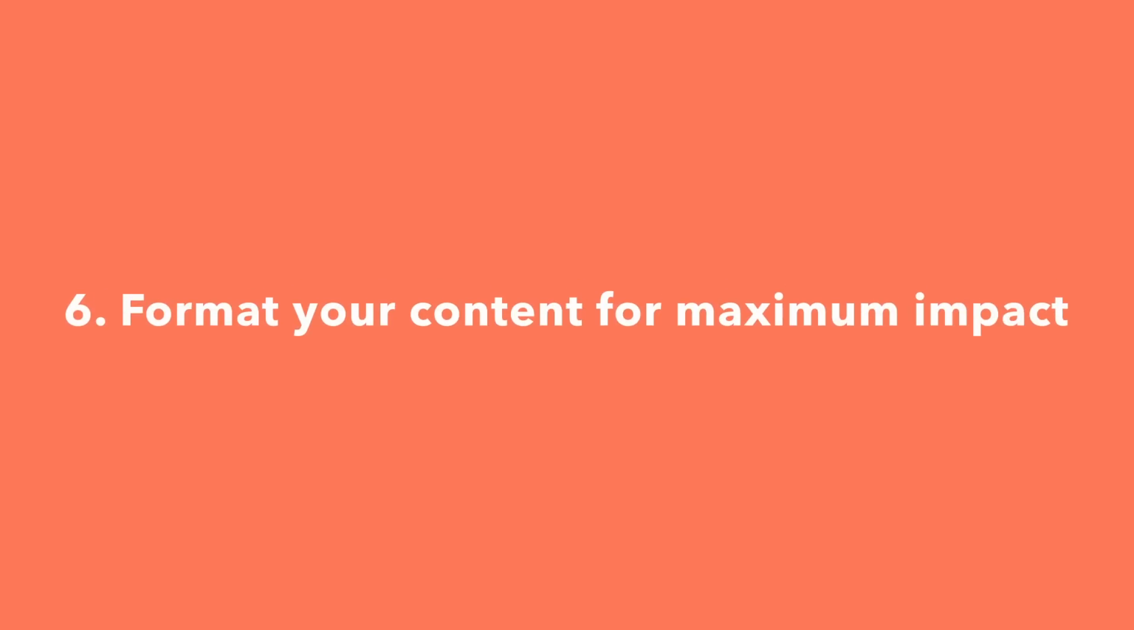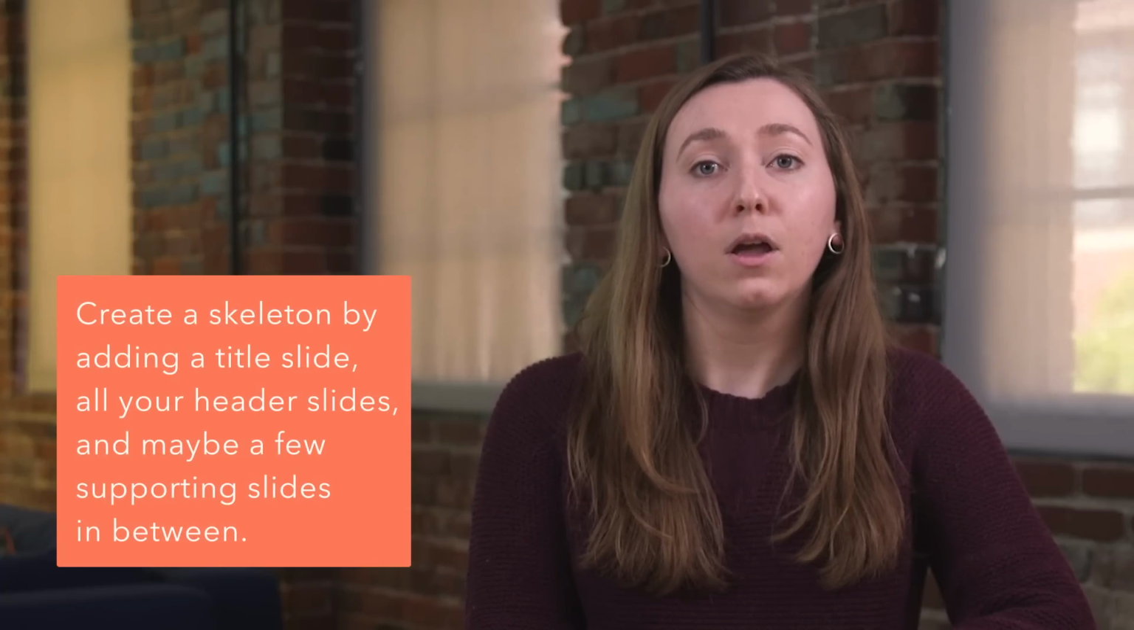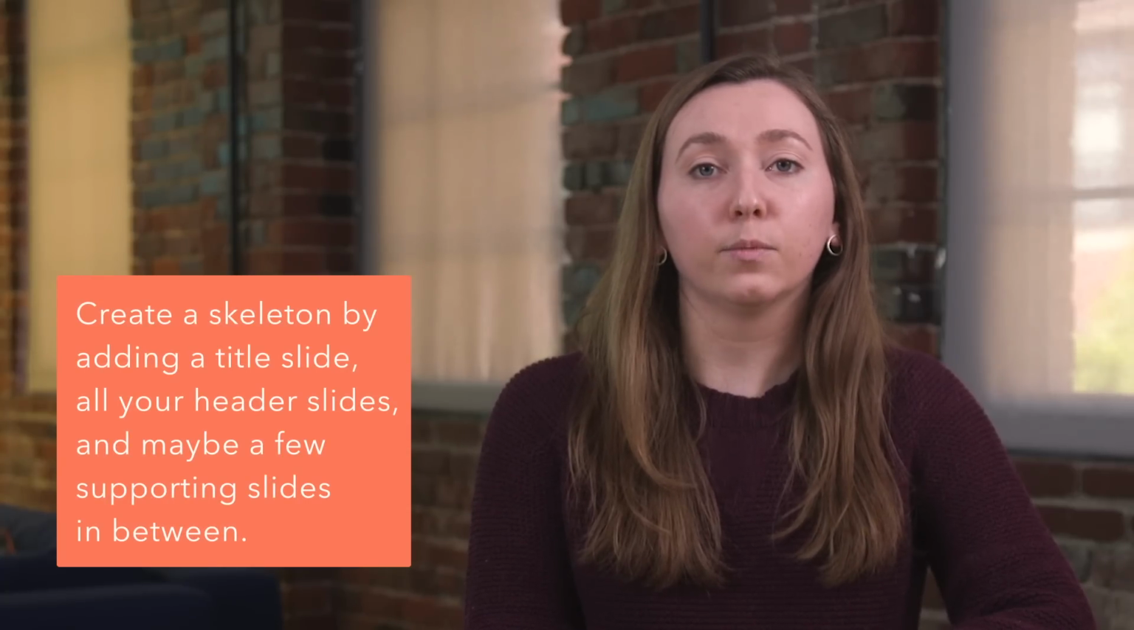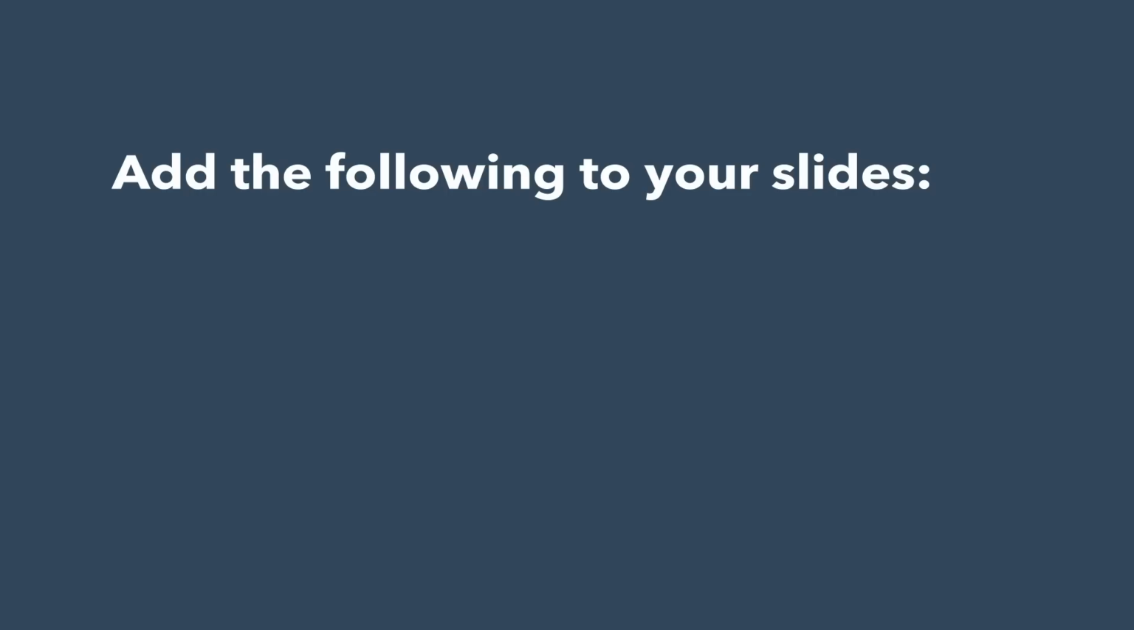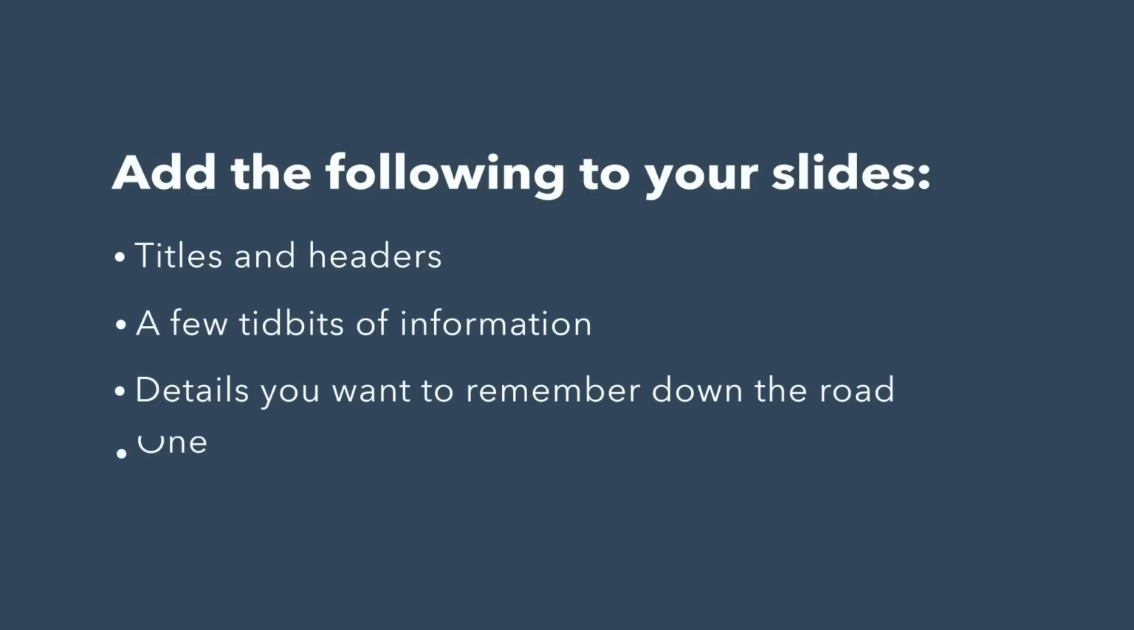Next, it's time to format your content for maximum impact. The most basic design work is done, and it's time to start filling in the information on your slides based on the text outline you created earlier. First, create a skeleton of how your slides will flow by adding a title slide, all your header slides, and maybe a few supporting slides in between. These slides shouldn't be complex, just titles and headers, a few tidbits of information, some details you want to remember down the road, and only the 1 or 2 images you're positive you want to use. You'll add more slides and fill in the rest of the information and images later, I promise.